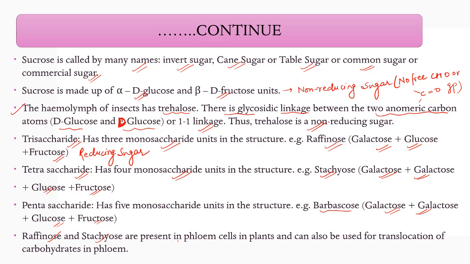Raffinose and stachyose are present in phloem cells in plants and are also used for the translocation of carbohydrates in phloem. So raffinose and stachyose are present in phloem cells and they help in the translocation of food through phloem. Understood? Is that clear? So trisaccharides, tetrasaccharides, pentasaccharides, and raffinose and stachyose are present in phloem cells in plants and can also be used for the translocation of carbohydrates in phloem.